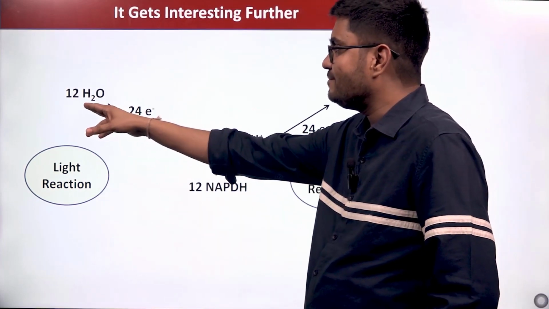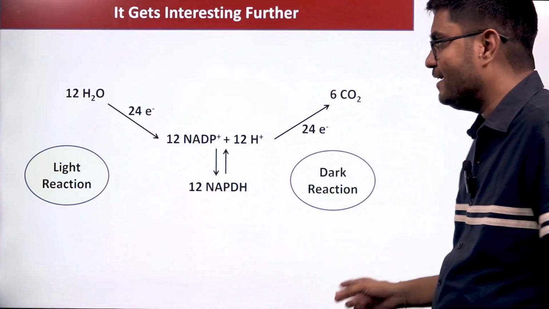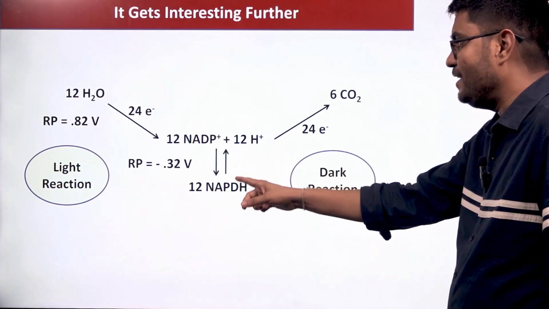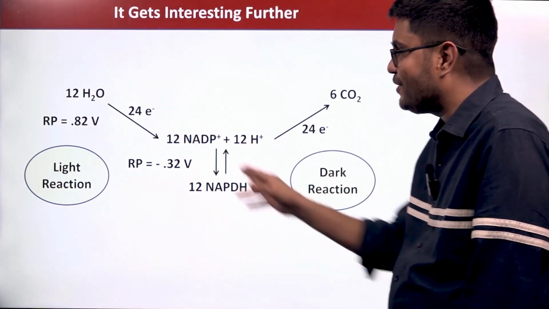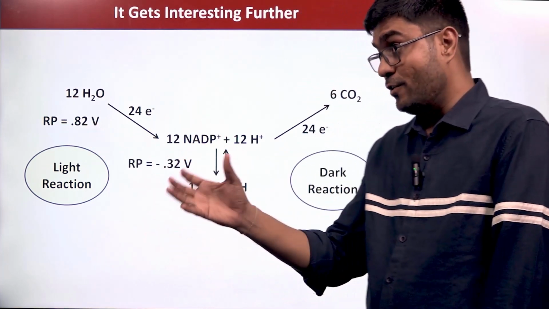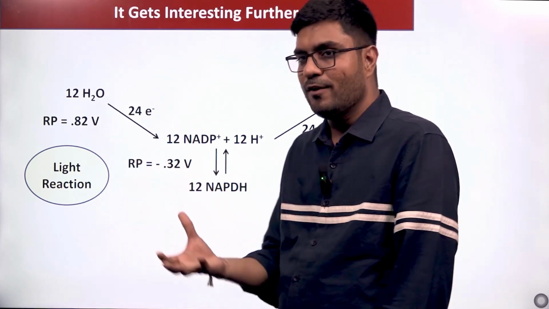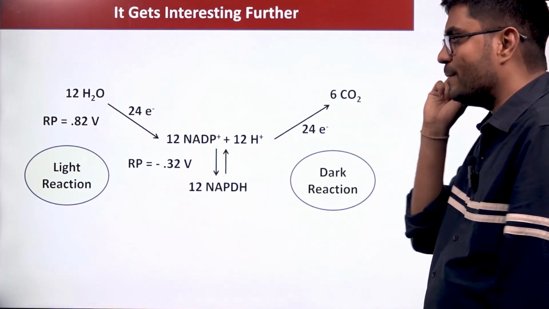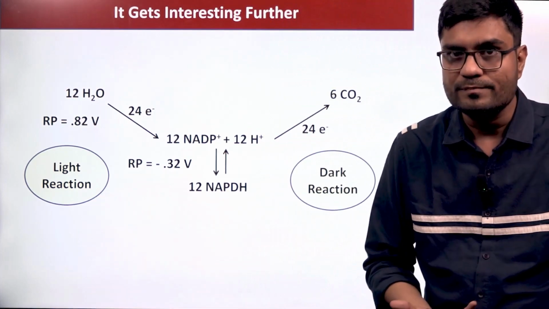Now, what is interesting here? We already know that it will not give you 24 electrons because reduction potential is very high, and the reduction potential of NADP plus to NADPH is minus 0.32. So the light reaction is actually giving 24 electrons from high reduction potential to low reduction potential, or you can say a highest value of reduction potential to a very low value of reduction potential. So are we going against the law of physics and law of chemistry or law of reduction potential when we are doing light reaction? The answer is no.